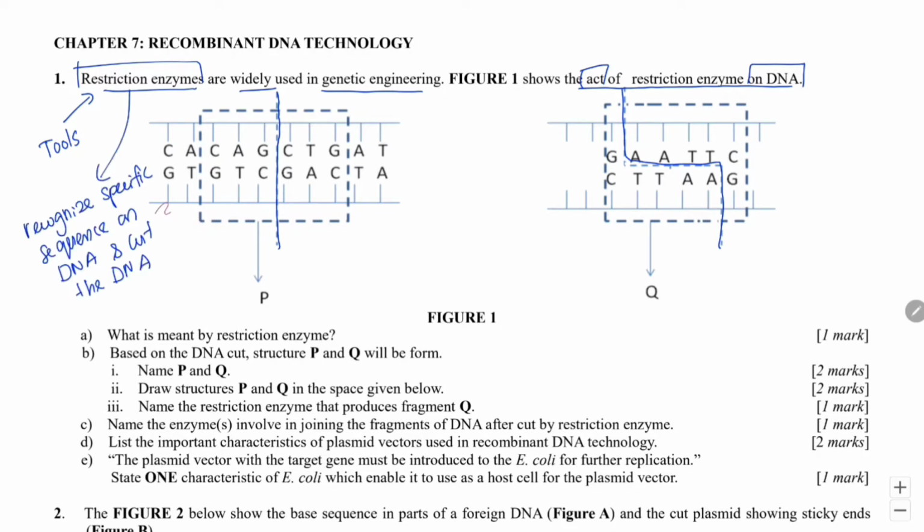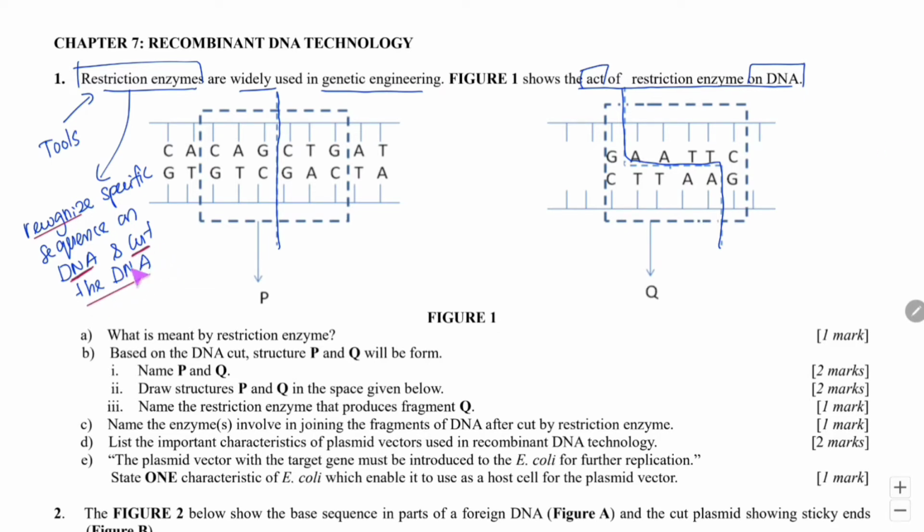So ingat, ada two main point yang penting apabila kita bercakap pasal restriction enzyme. First, dia boleh recognize, dia akan kenal specific base sequence, and the base sequence is located on DNA. So ada dua part dekat sini. Dia recognize specific sequence dan sequence itu berada dekat DNA. And the second important thing about restriction enzyme is it cut the DNA.